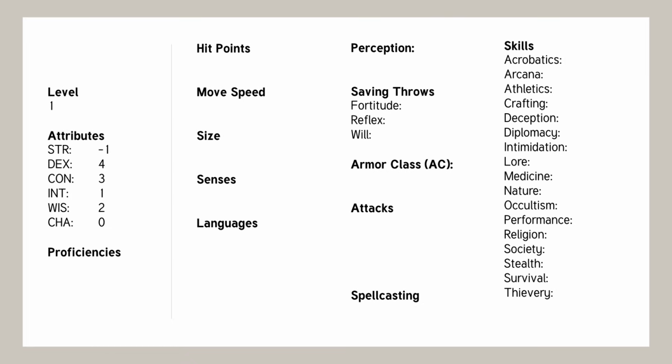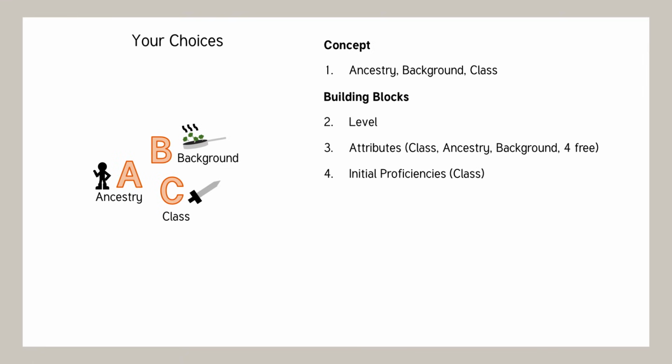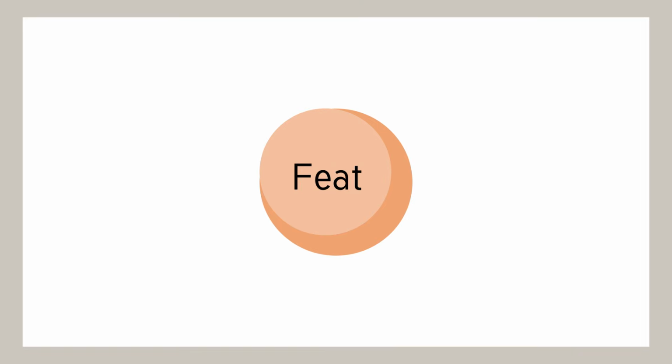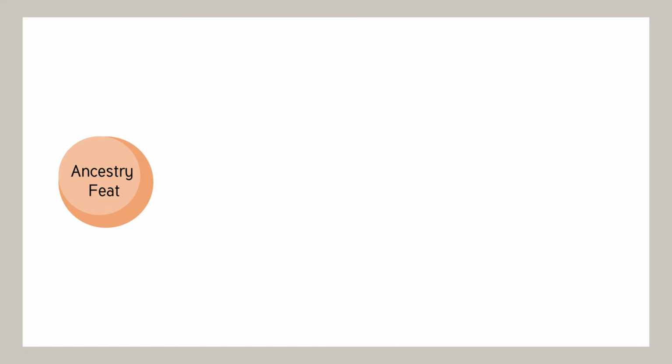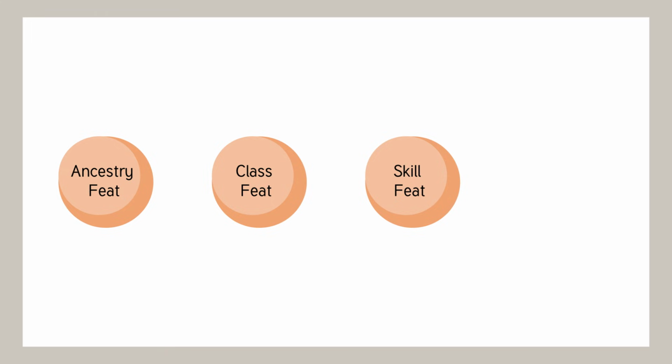Go to your initial proficiencies in your class to start. You'll get a proficiency in several categories for your character sheet. Speaking of which, let's start filling it in. Time to go through our ABCs to determine additional proficiencies, abilities, or feats. A feat is like a molecule of character progression. There are ancestry feats, class feats, skill feats, and general feats.